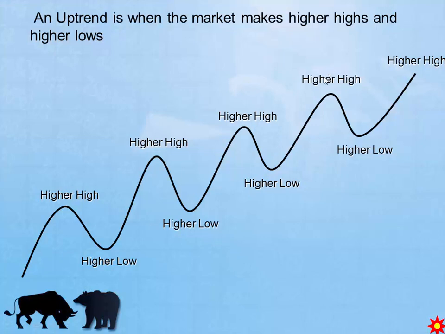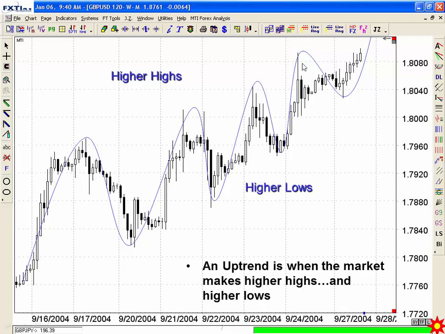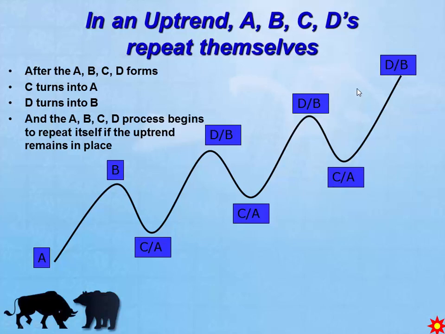Now, when the market's in an uptrend, one of the first things you want to do when you open up the chart is determine if it's in an uptrend or a downtrend. If the market's making higher highs and higher lows, that means the market is in an uptrend. You can see how this high is higher than this high, then this high, then this high. This low is higher than this low, then this low, then this low. And you can see here higher highs and higher lows.